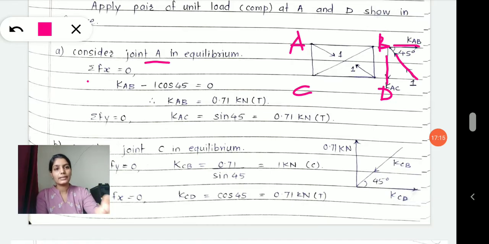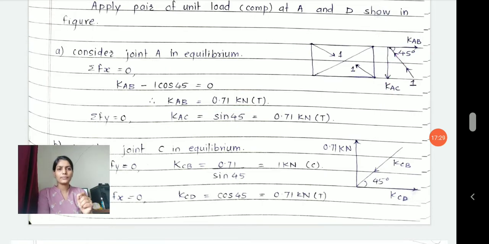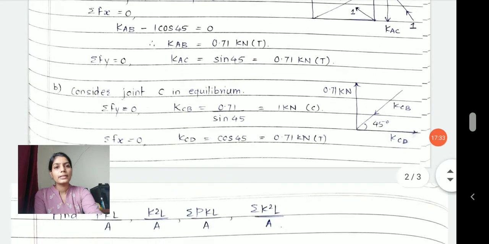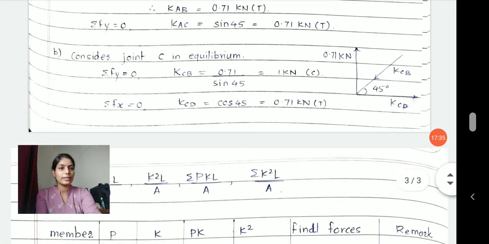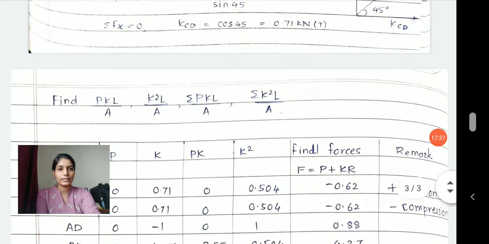Try to analyze it. With the summation Fx you will get K force in AB direction equals 0.71 and K force in AC direction will be 0.71 kilonewton, or it will be 0.77. You have to check it, okay? Then consider a joint C in equilibrium and find the other forces in the members.